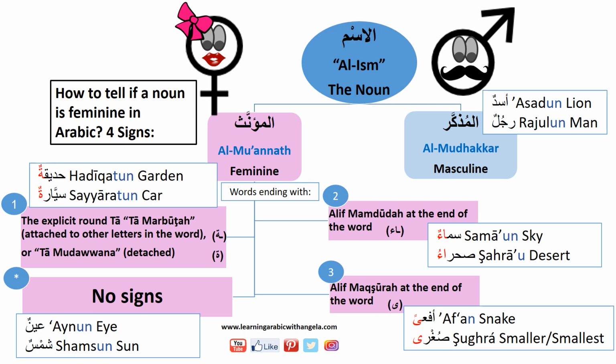And another sign is the alif maqsura at the end of the word, such as af'a and sughra. So it's a shorter sound of the alif, af'a, sughra. And these words mean snake, and sughra means smaller or smallest. It's an adjective. And some words don't have any obvious signs, but they're feminine just because they are feminine in Arabic, like ayn, which means an eye, and shams, which means sun.